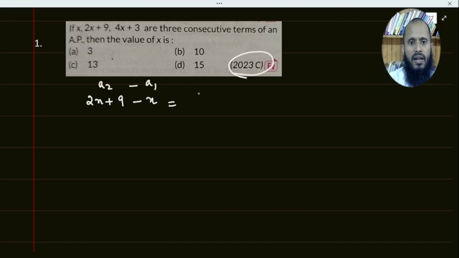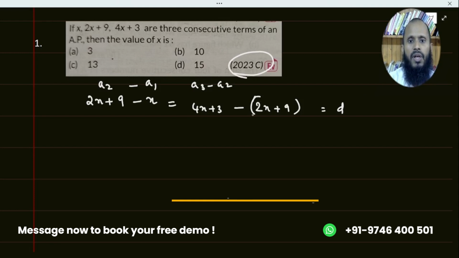So a2 minus a1 will be equal to, we know a2 minus a1 should be equal to a3 minus a2, right? So here a3 will be 4x plus 3 minus, and a2 will be 2x plus 9. Okay. This will actually be equal to the common difference. We know that it is a constant. Now, be careful. You have to put this bracket here, because whenever in algebra we want to perform an operation on an algebraic expression, we have to put the brackets.